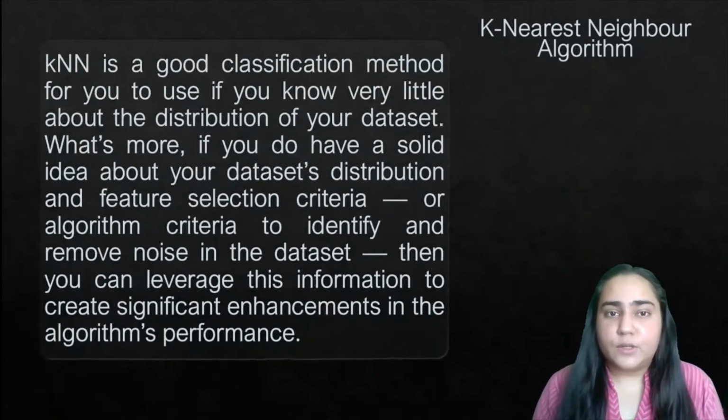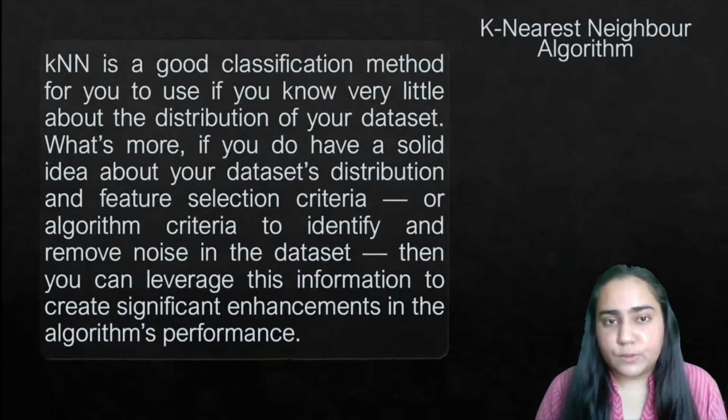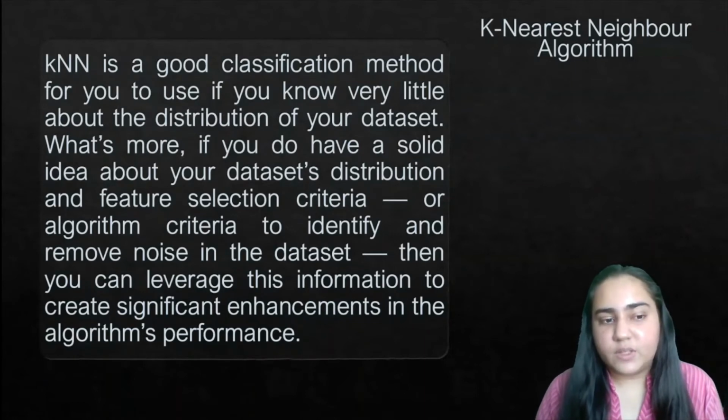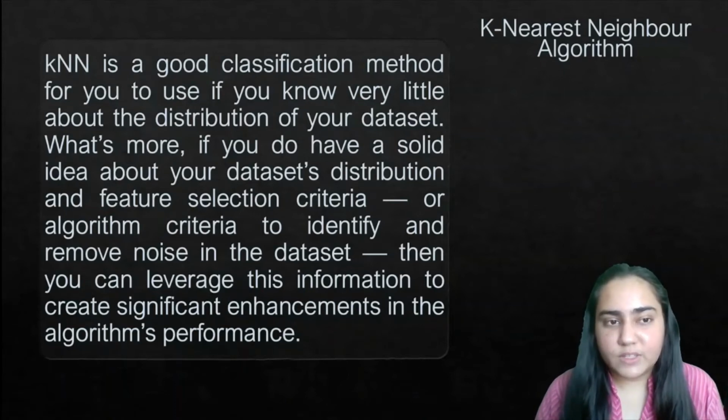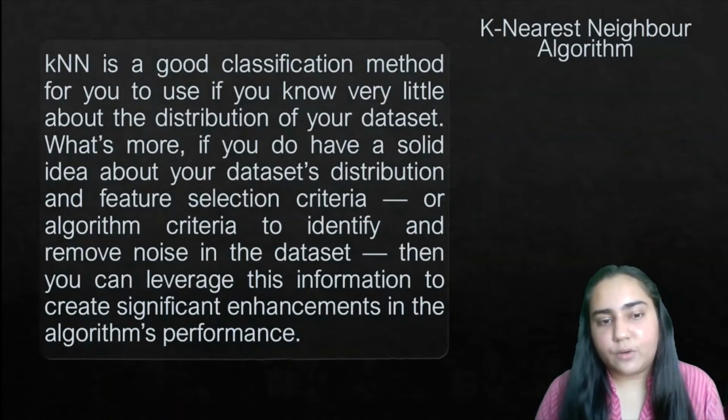So kNN is a good classification method for you to use if you know very little about the distribution of your database. So if you have a data set and you don't know which kind of probability distribution it has, then this is the algorithm that you should apply. And what's more, if you do have a solid idea about your dataset's distribution and feature selection criteria or algorithm criteria to identify and remove noise in the dataset, then you can leverage this information to create significant enhancements in the algorithm's performance.